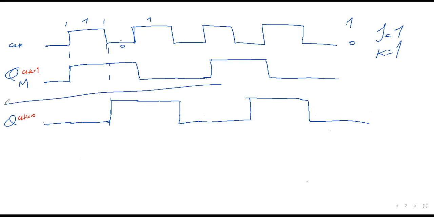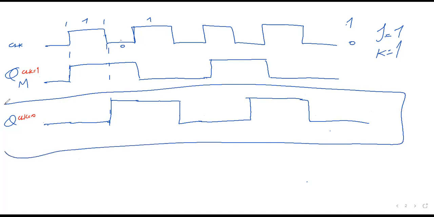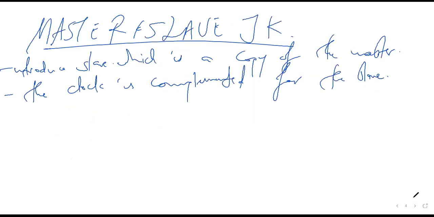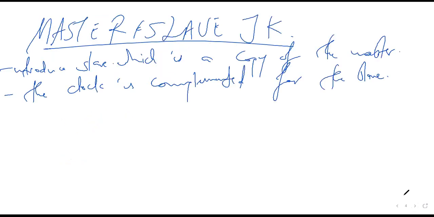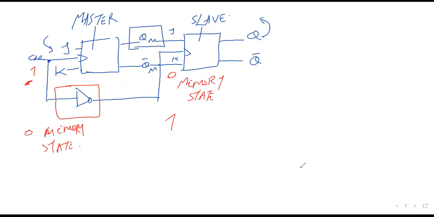You see the overall output, we will have no race condition. Ways of eliminating the race condition: we have the edge triggering, we have the master slave. Why do we have the master slave? It is to remove the race condition. How is it removed? This is the key. It is removed by complementing the clock for the master and the slave. Everything else remains the same.